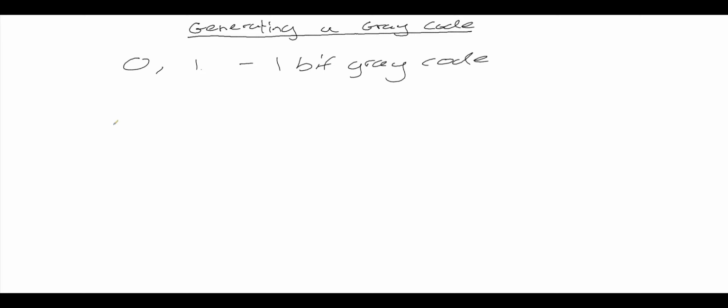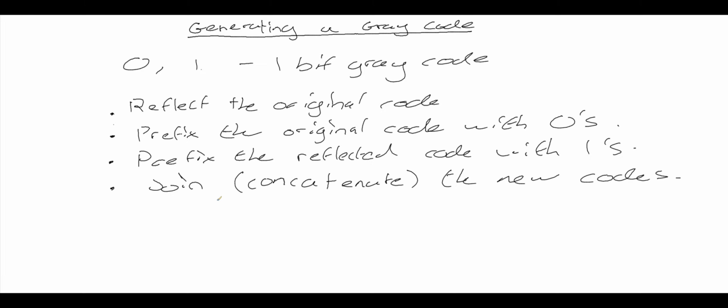Now how do I go on to generate grey codes of increasing numbers of bits? I follow a simple method, and this is what the method is. Okay, so that's my method. I reflect the original code, I prefix the original code with zeros, I prefix the reflected code with 1s, and then I join or concatenate the new codes that I've generated when I've prefixed these codes with zeros and 1s.